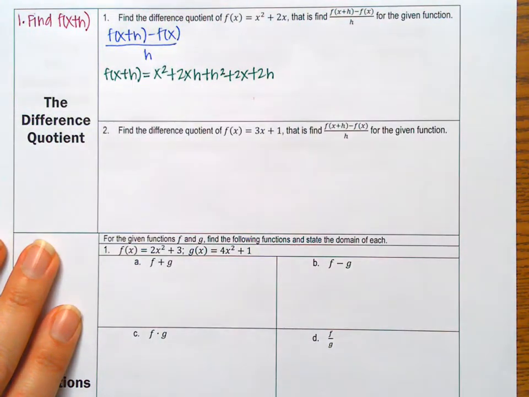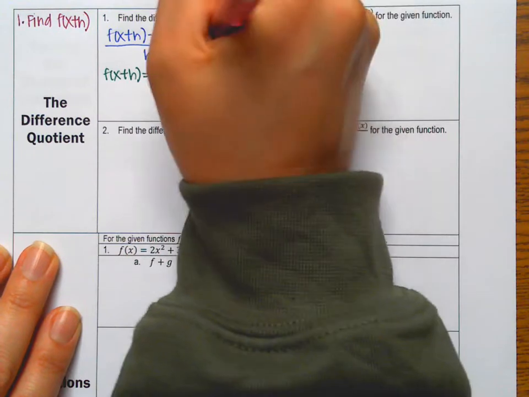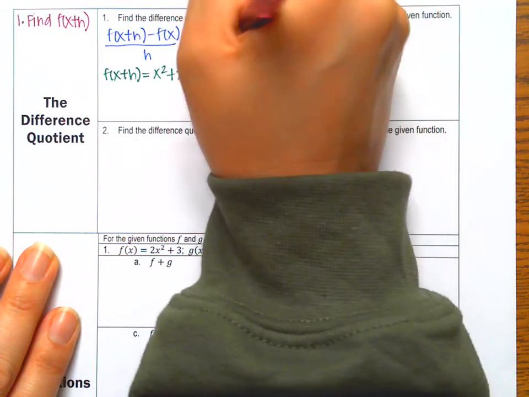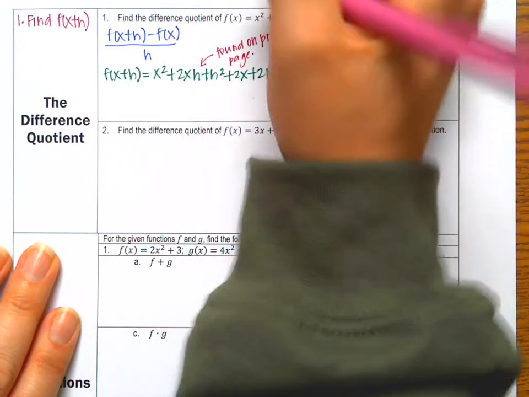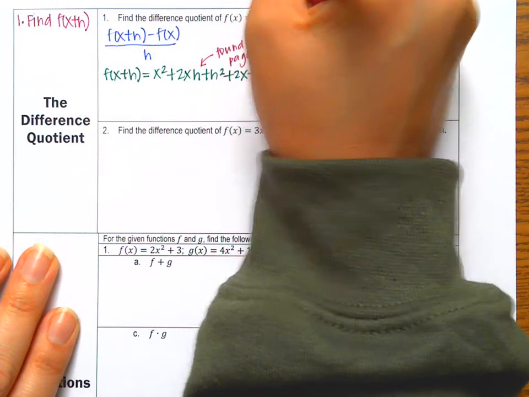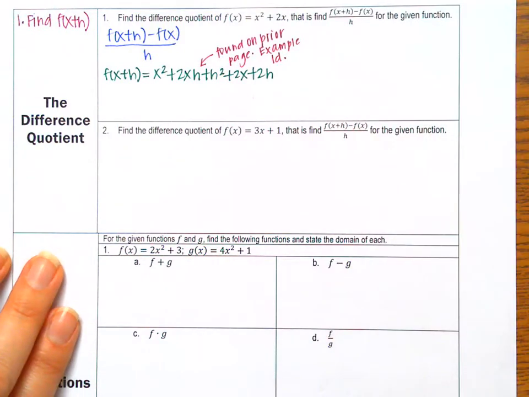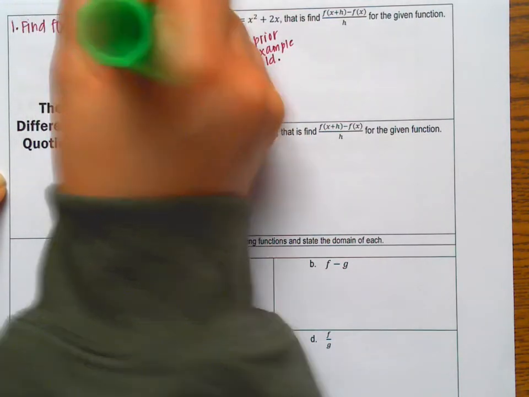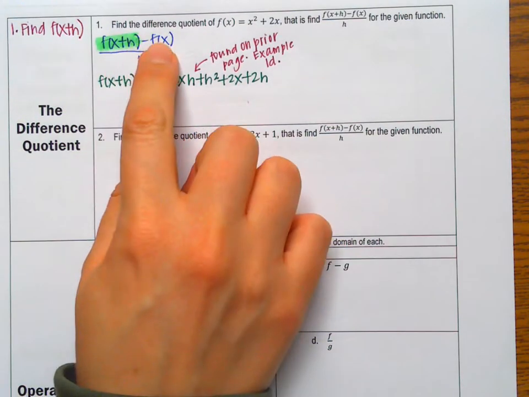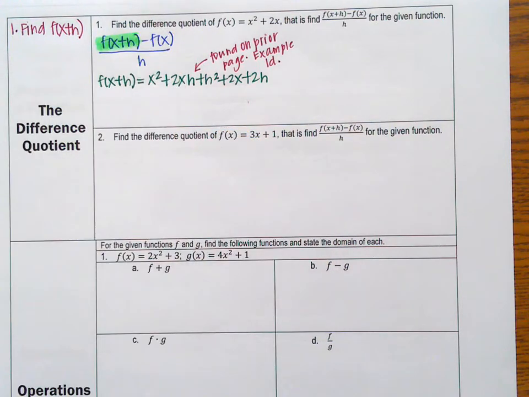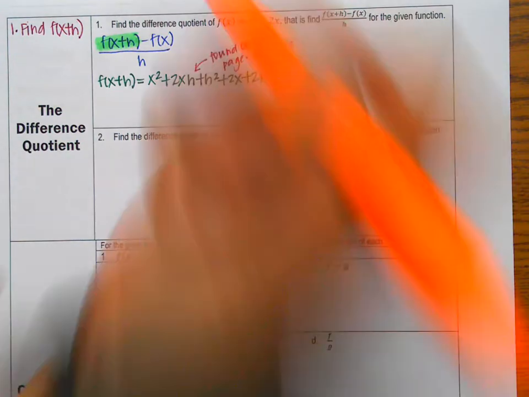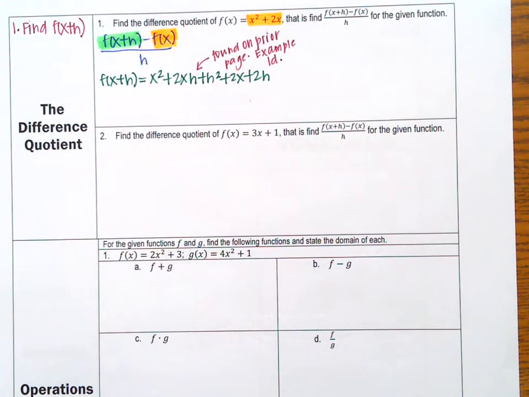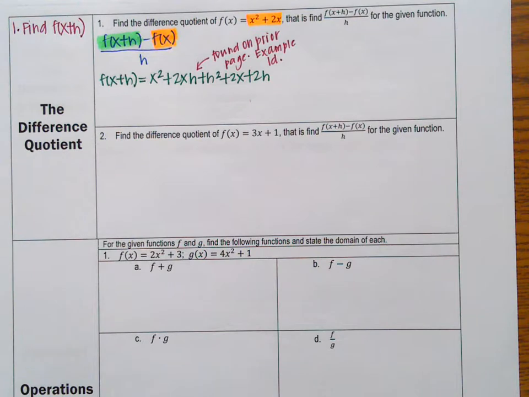Now, if you're wondering where we found that on the prior page, that was example 1D. Okay, so that was this portion. Then we're going to be subtracting f of x. Now we have f of x. It gave us f of x. F of x is x squared plus 2x, so we don't have to do anything. That's not another step. It's given. It will always be given to you.